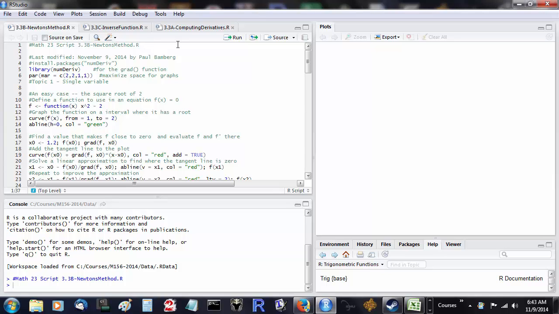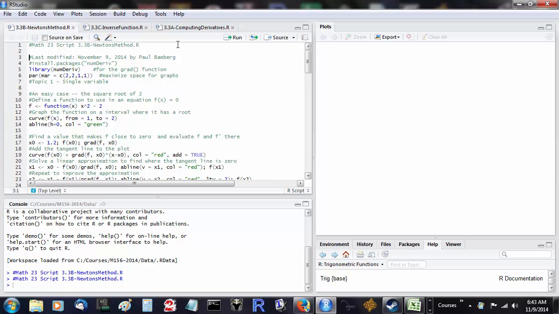Paul here with an extremely useful script that will let you solve almost any system of nonlinear equations with which you may someday be faced by using Newton's method.